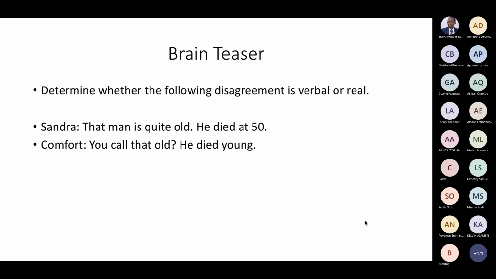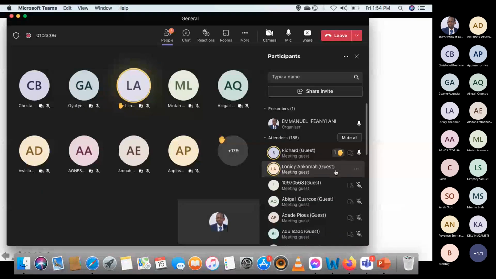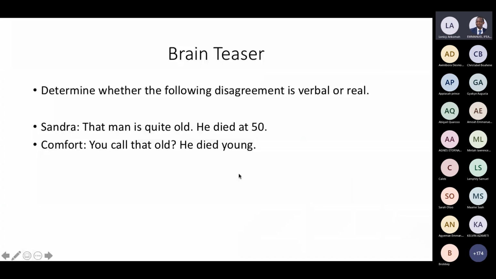Anyone? Richard and Lonesy. Sir, please, I think it's a verbal dispute. Okay, so why do you think it's a verbal dispute? Yeah, so explain, please, why it's verbal.